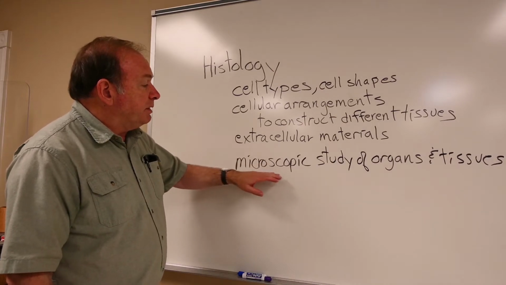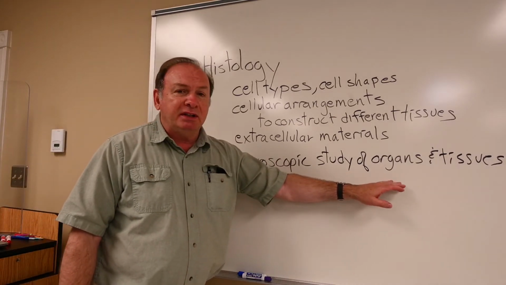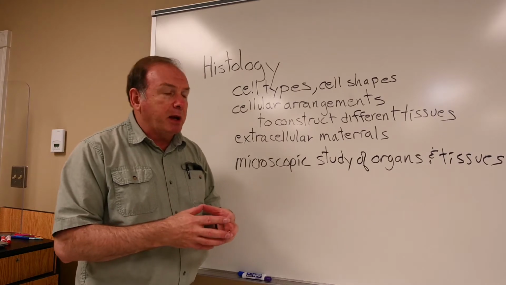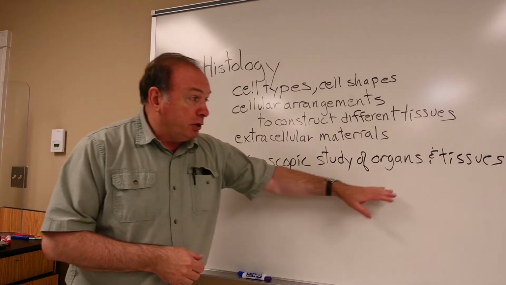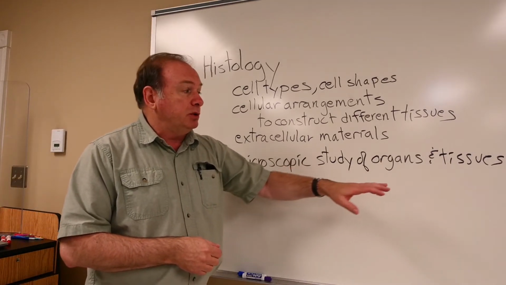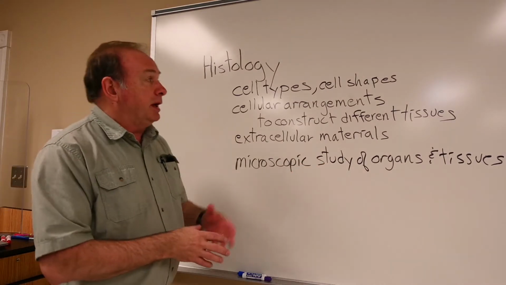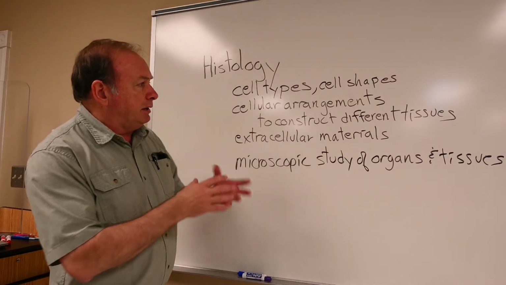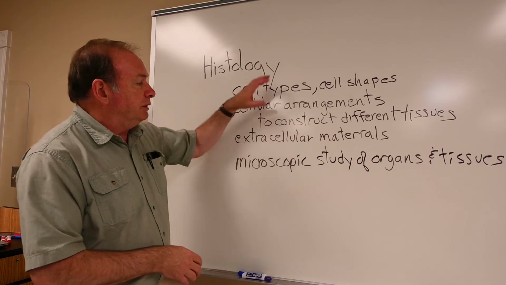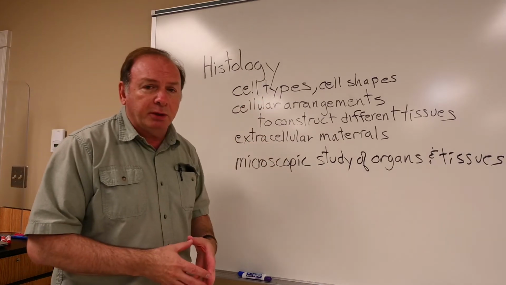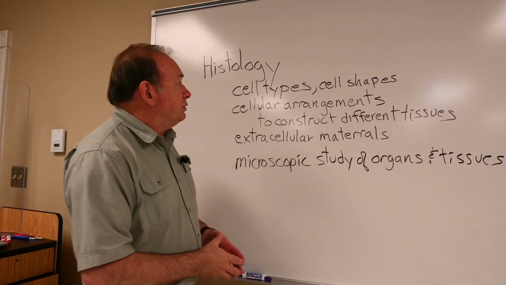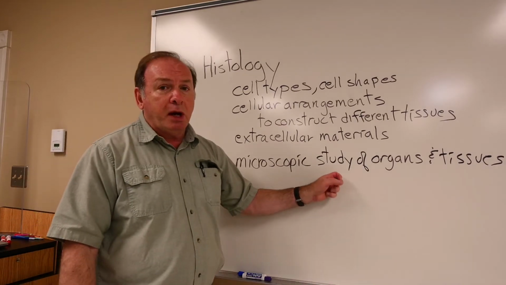We can think of it as the microscopic study of organs and tissues, what things look like under the microscope. And when you look at these organs and tissues under the microscope, you're looking at these cellular arrangements, what kinds of cells, shapes of cells, and so on, or extracellular materials make up those structures, the organs and tissues of the body.